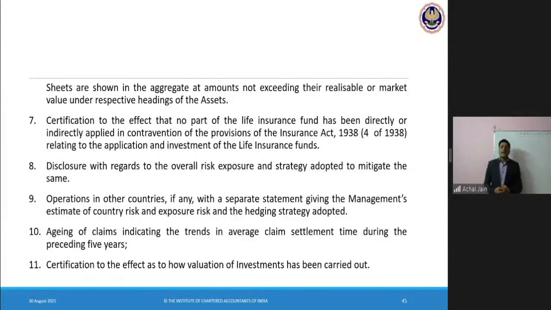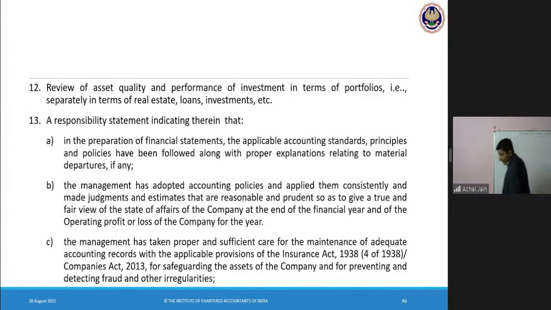Aging of claims, indicating the trends in average claims settlement time during the preceding 5 years. Yeah, this is something which is required to be disclosed. Certification to the effect as to how valuation of investments has been carried out. Now the valuations of investments, again, if there is a specified requirement in relation to valuation of those investments, whether that has been done as per that specific requirements or not. Okay. Review of asset quality and performance of investment in terms of portfolios, that is separately in terms of real estate, loans, investments, etc. So this is all about those investments in the portfolios which the insurance company would have done.